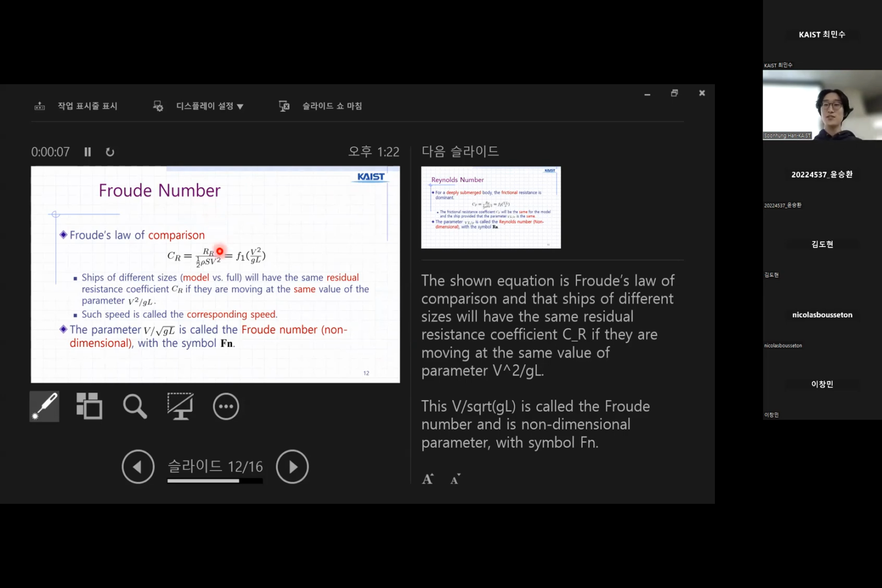The shown equation is Froude's law of comparison, that ships of different size will have the same residual resistance coefficient, which is CR, if they are moving at the same value of parameter V squared over gL. This parameter V over square root gL is called the Froude number, which is a non-dimensional parameter with symbol Fn.